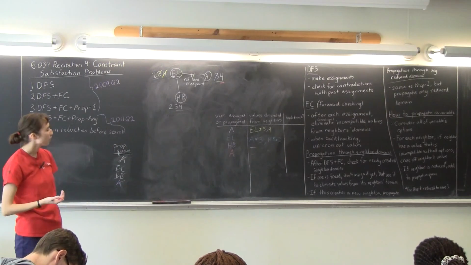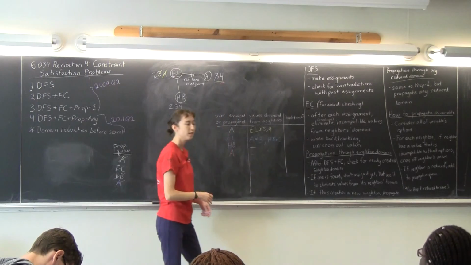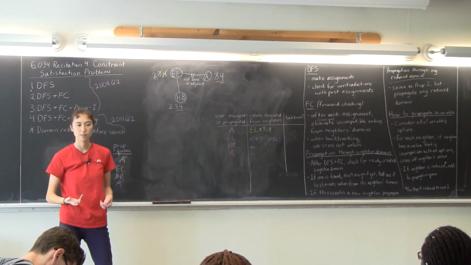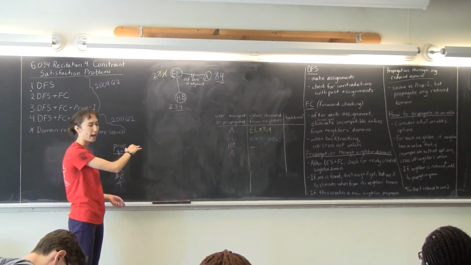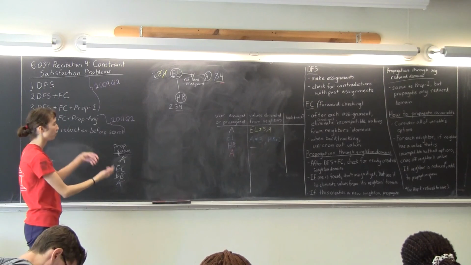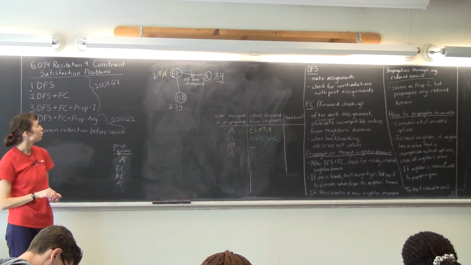So to summarize what we looked at today, we talked about depth-first search, which makes assignments and adds things to the tree. And then all of these other things, forward-checking and different types of propagation, which don't actually add anything to the tree, but they cross out values from the domains and result in the tree being smaller later on. So that is constraint propagation.